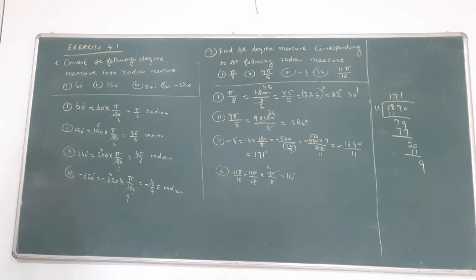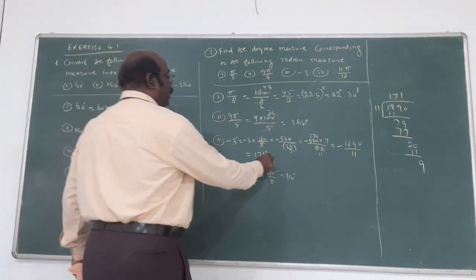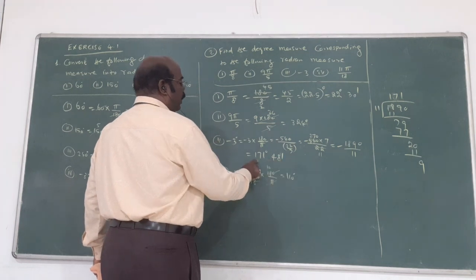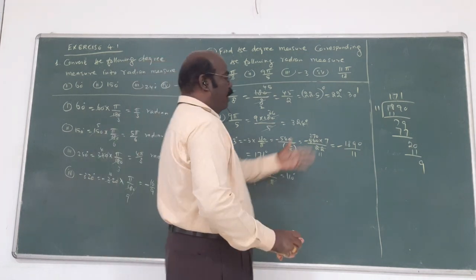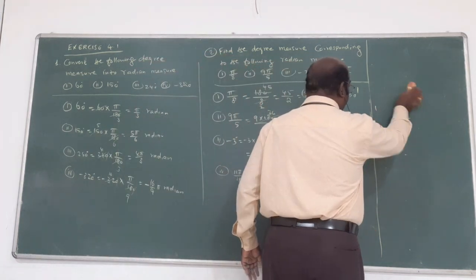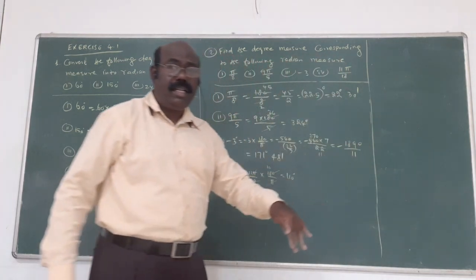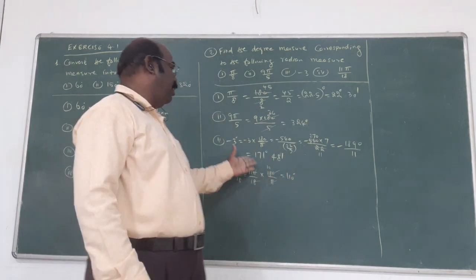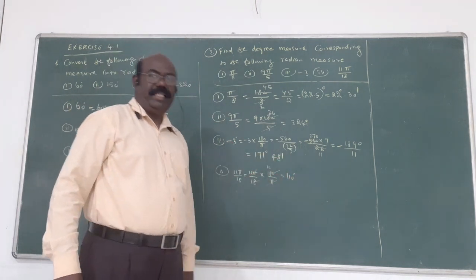That is the answer. 171 degree. The remainder is converted into minutes, and we get the answer 48 minutes. This is degree and minutes. Whatever remainder is there, that is converted into minutes. Multiply by 60, we get the answer 48 minutes.